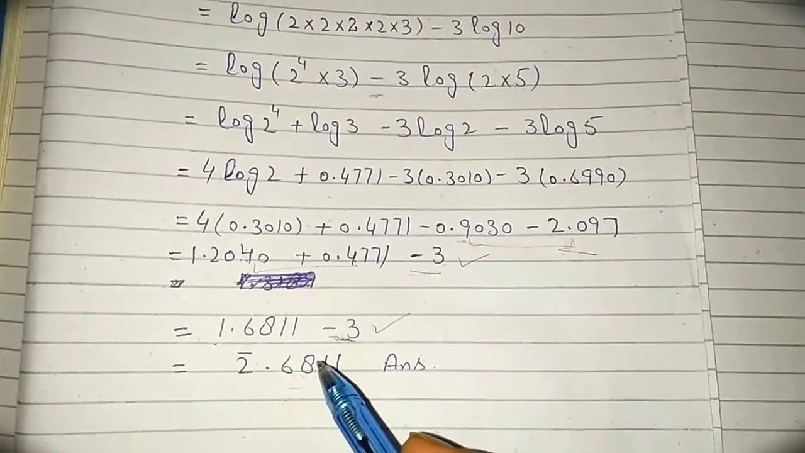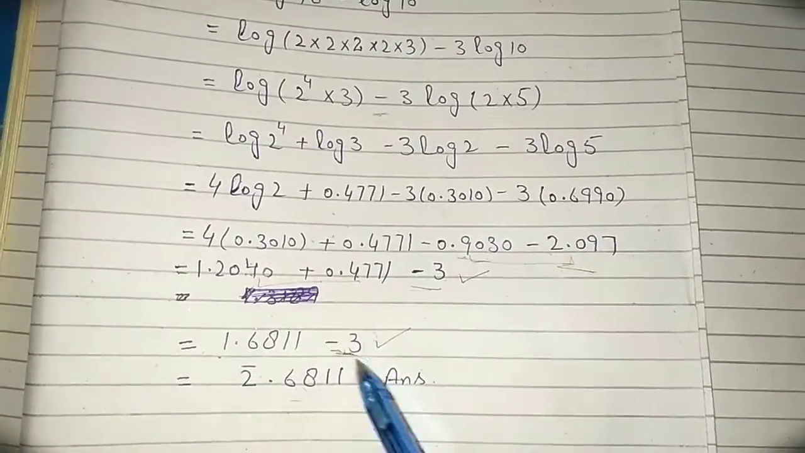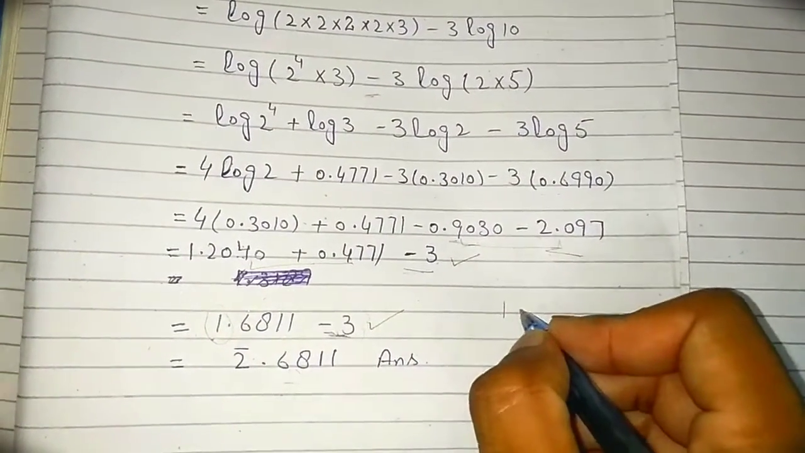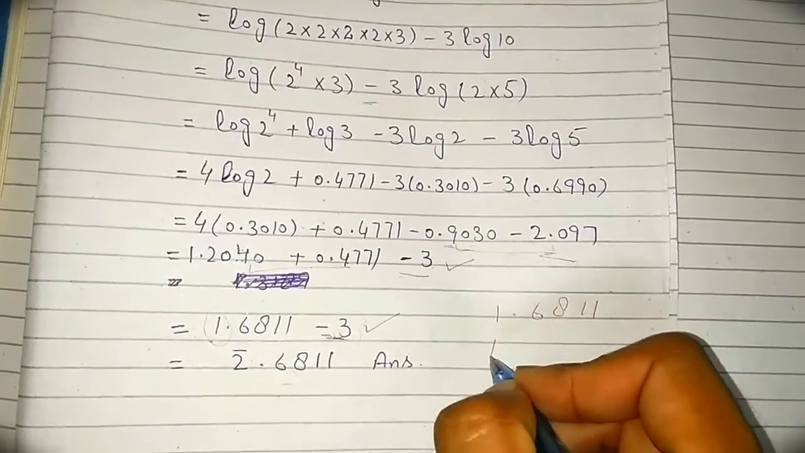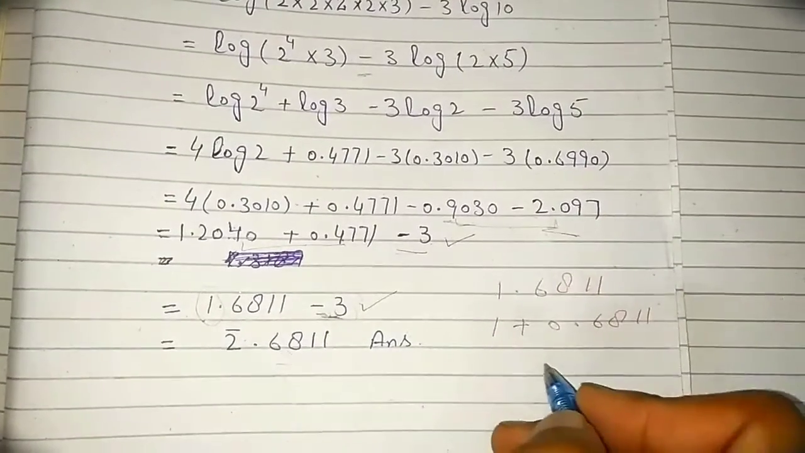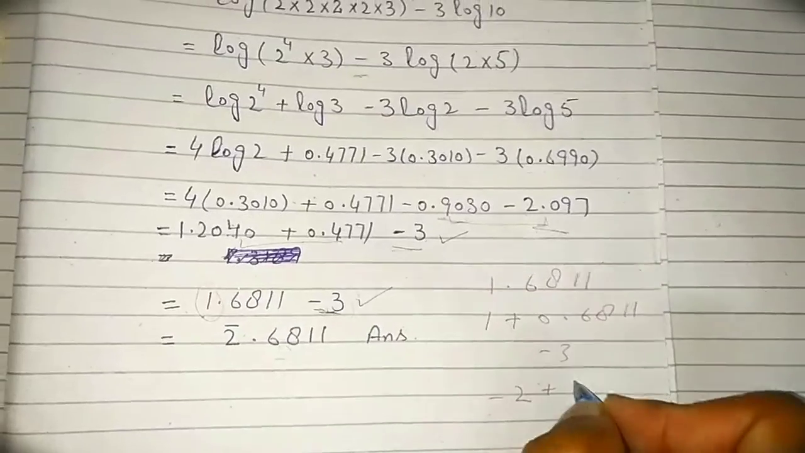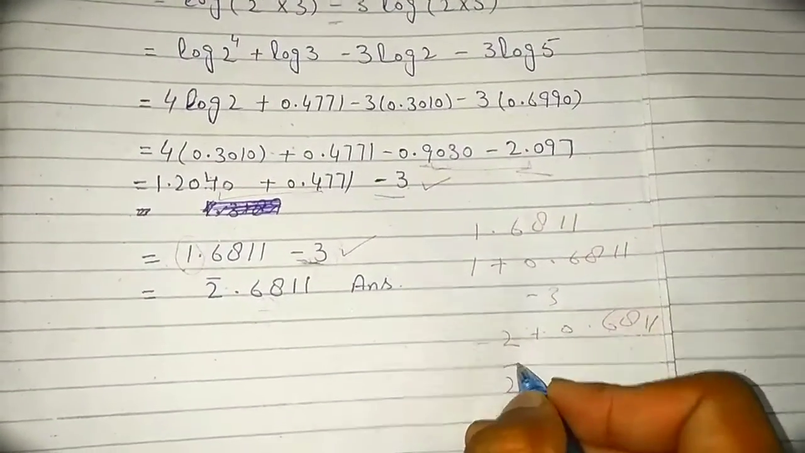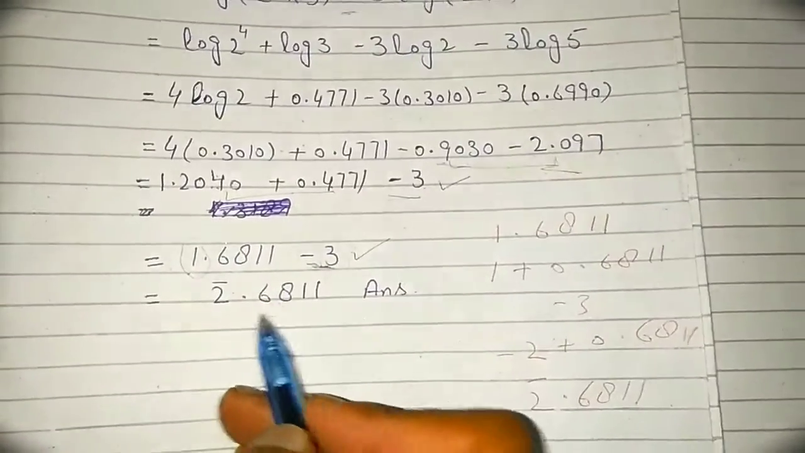Here we cannot subtract it directly, so you have to subtract 3 from 1. 1.6811 can be written as 1 plus 0.6811, and you have to subtract 3. So it will be equal to minus 2 plus 0.6811, which can be written as 2 bar point 6811, which is our answer.